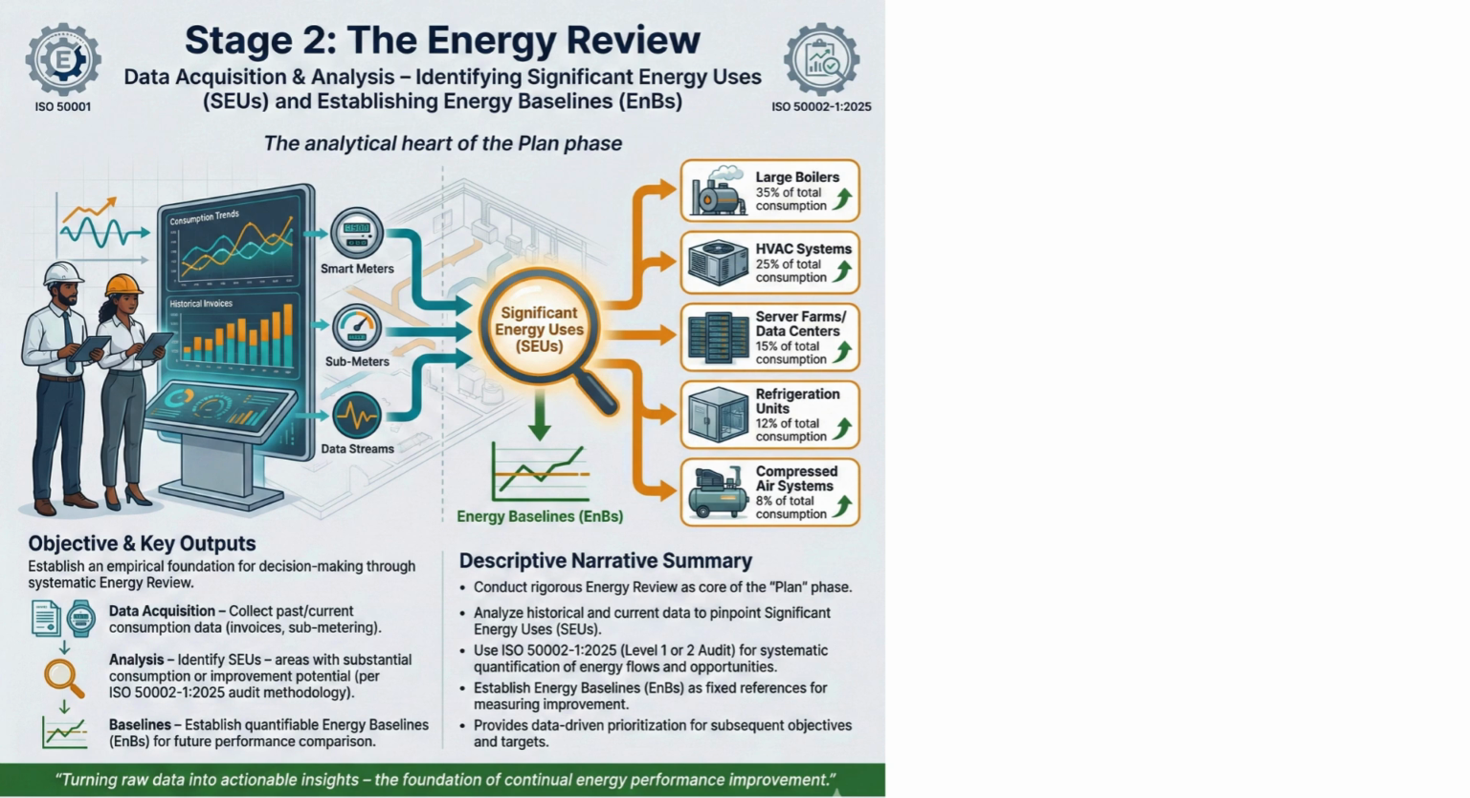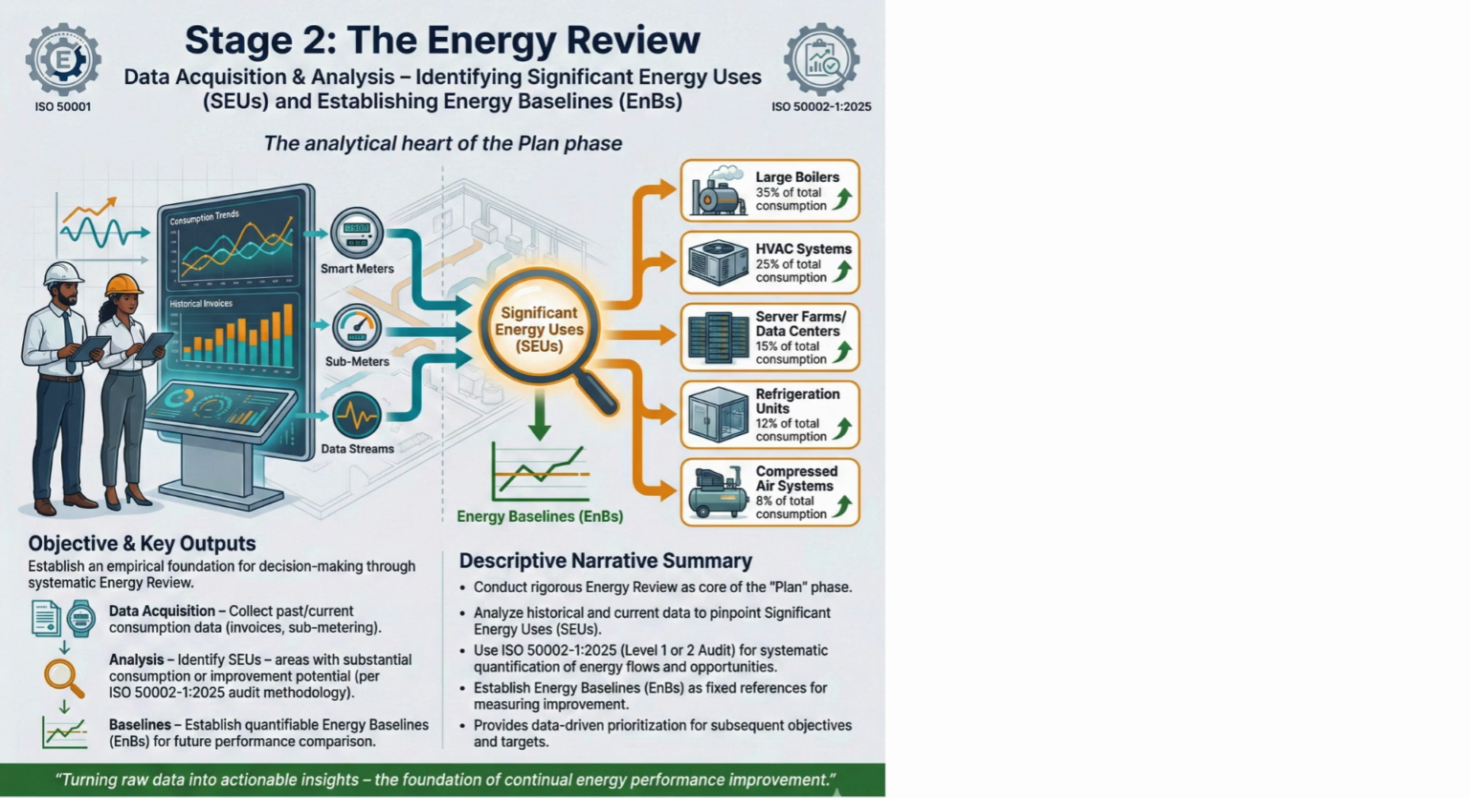The crowning output of this stage? We establish energy baselines, or ENBs. These are fixed, quantitative references, like a snapshot of energy performance under normal conditions, that we'll use later to measure real improvement. When Stage 2 is done right, every subsequent decision, from setting targets to prioritizing actions, rests on solid, evidence-based insights rather than guesswork.